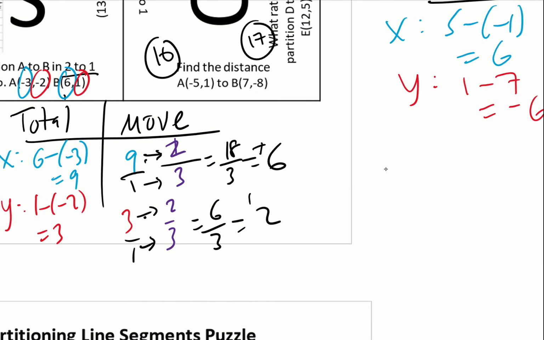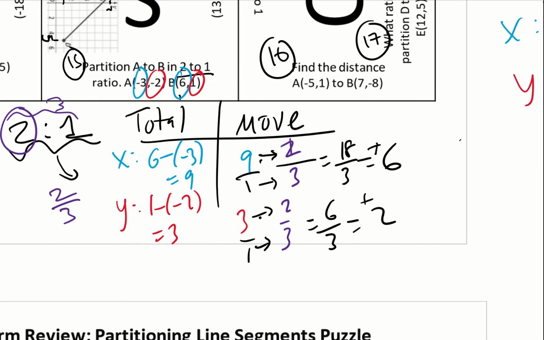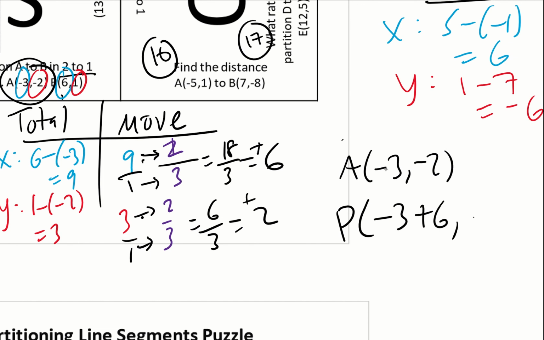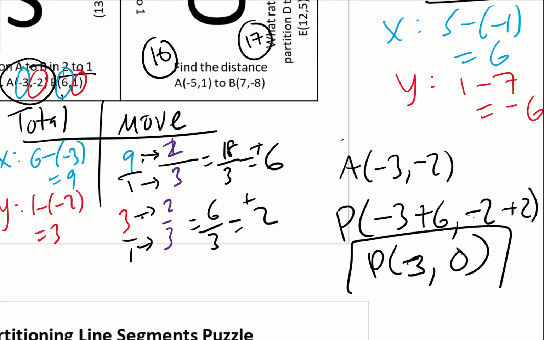These are both positive. So we're going to add them to the starting point of A. So our new point is the starting point for A. For x is negative 3 plus 6. And then the starting point of negative 2 plus 2. So it's going to be 3, 0.